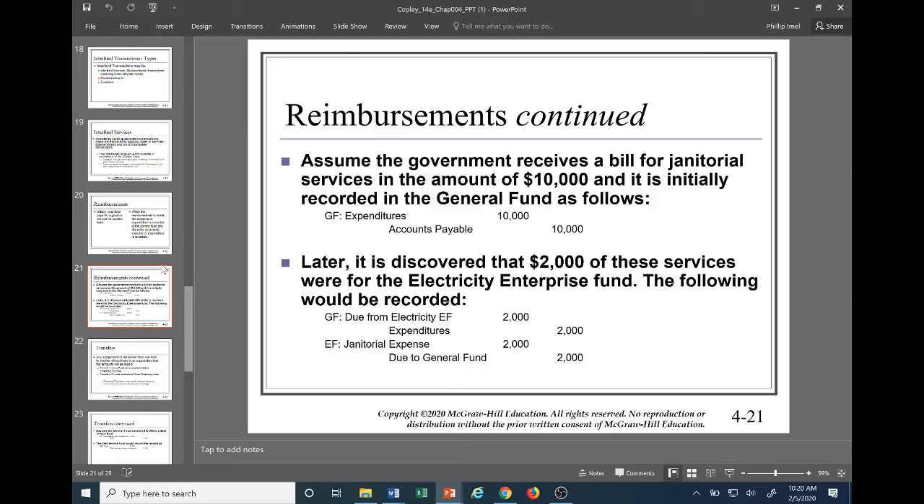So the general fund got the bill at first. We debited the full amount of 10,000 expenditures, set up the liability. Later down the road, we found out the enterprise fund should have incurred that expense, not us. So we debited a due from the enterprise fund, credit expenditures, that set it up as, hey, you owe us this money, and reduced our expenditure. Enterprise fund incurred the expense instead, with the due to. Not bad, right?